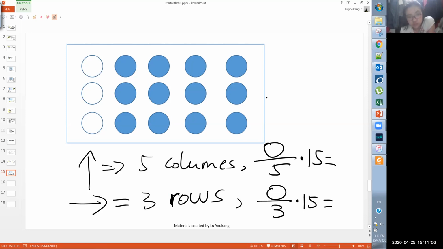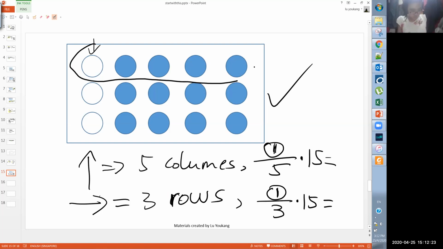So in this case, if we are looking at this diagram, how many are white? The first column, right? So one column out of 5 are white, right? So for this question, if one row, we are talking about this row. Okay, so one row of 3 rows times 15 is 5. Then this one column out of 5 columns times 15 is 3.